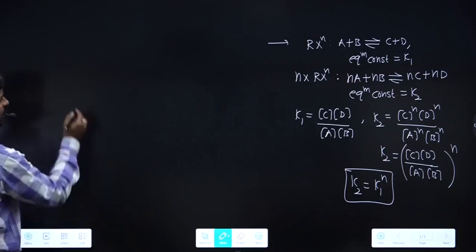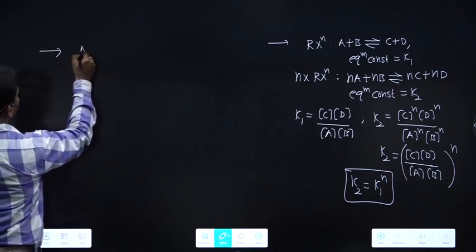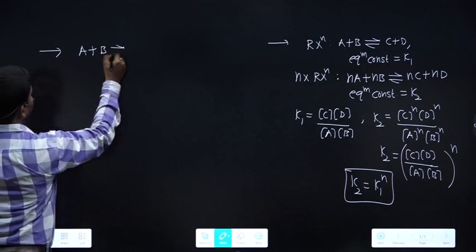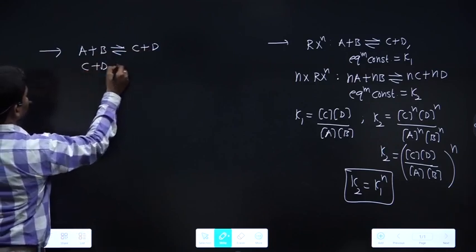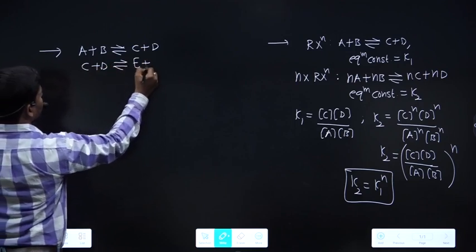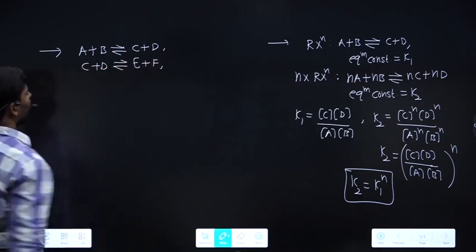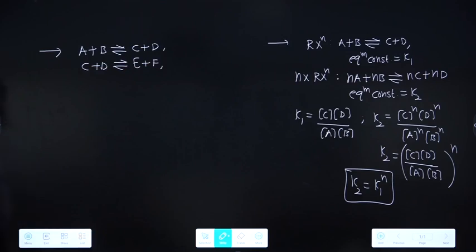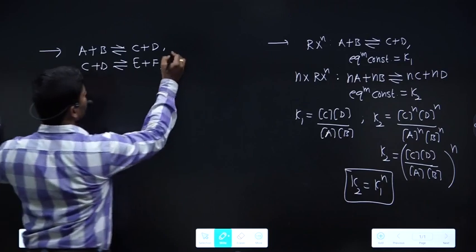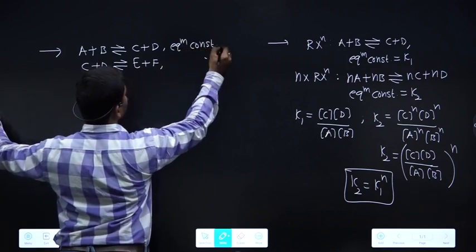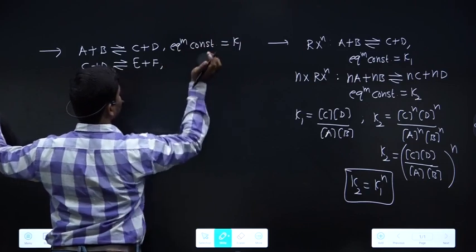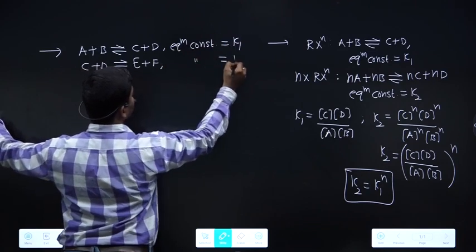I am giving the next case. For example, we have the third case. A plus B gives C plus D. C plus D gives E plus F. For the first, the equilibrium constant is K1, and for the second, the equilibrium constant is K2.